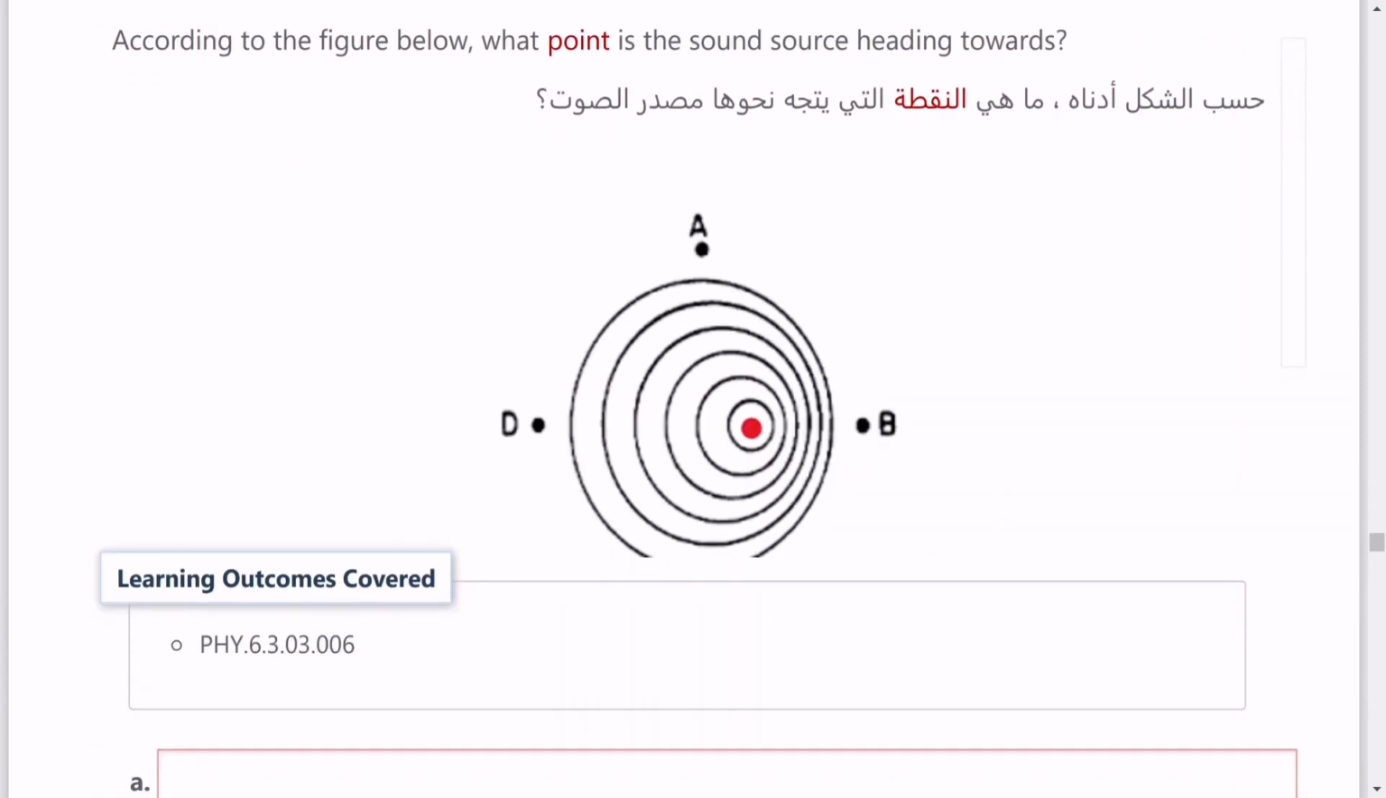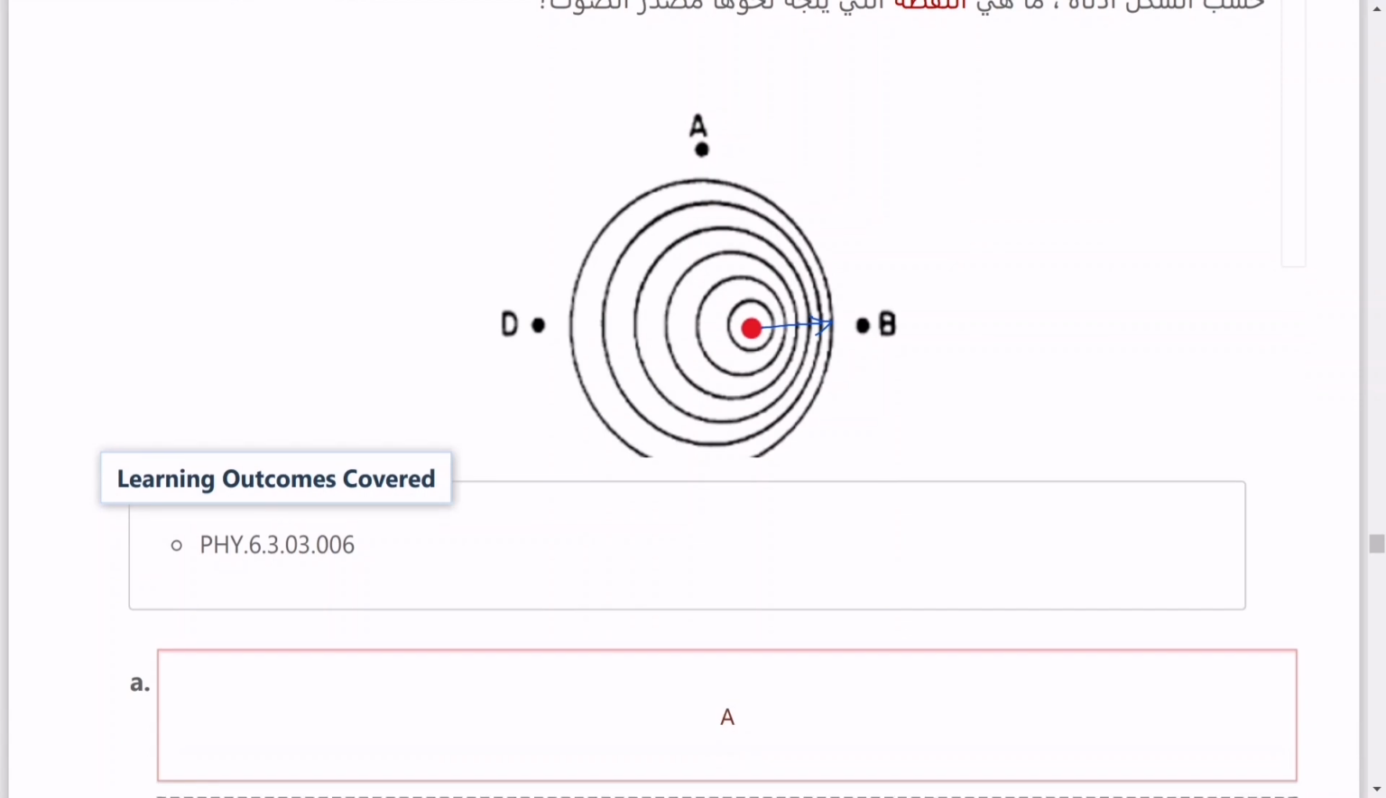According to the figure below, what point is the sound source heading towards? You can see here the sound source is heading towards B. Why? Because here the wavefronts are closer together, meaning frequency is increasing. So if the wavefronts are closer in that direction, the sound source is moving that way. So the answer is towards B.